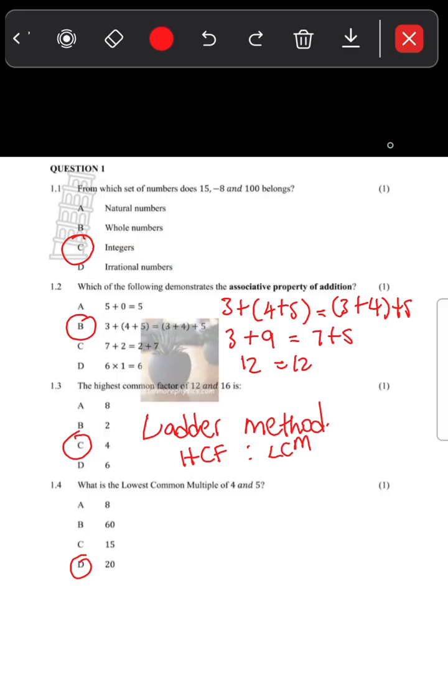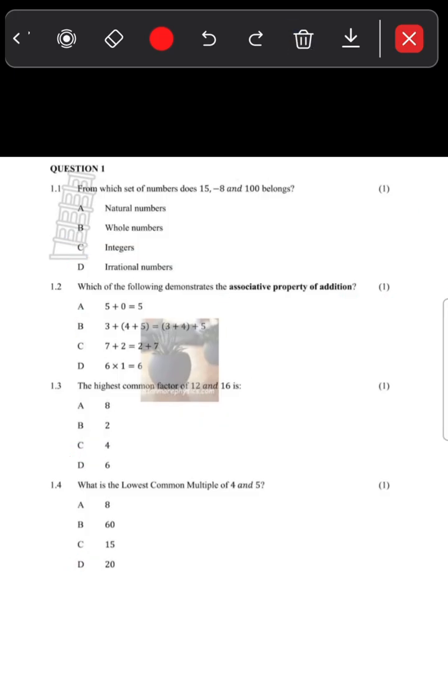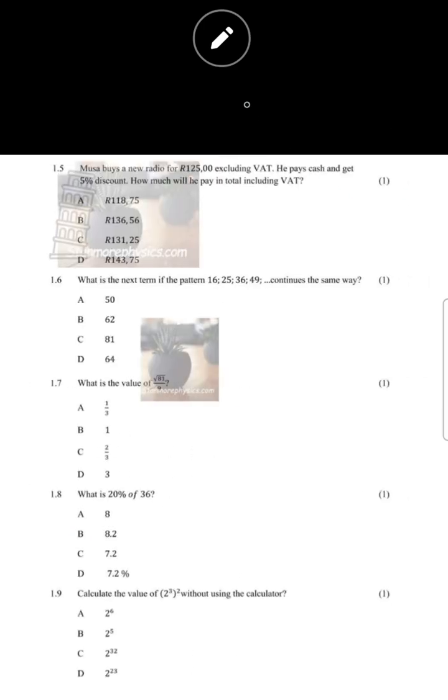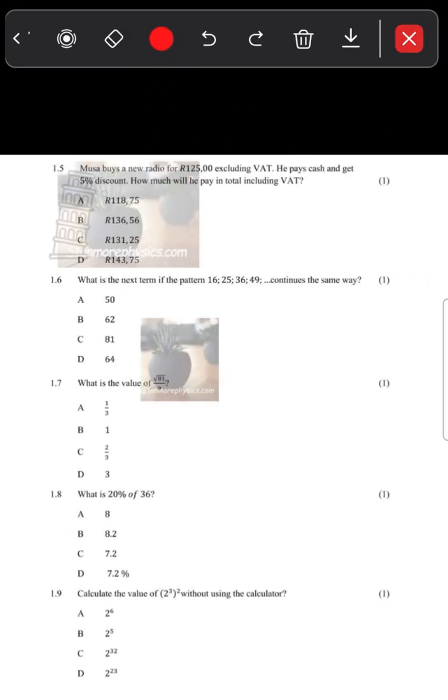Okay, now let's move on to the next slide. So here we are given 1.5. They say Musa buys a new radio for 125 rand, excluding VAT. He pays cash and gets a 5% discount. How much will he pay in total, including VAT? All right. Now he paid 125 rand without VAT, right? And then he gets a discount of 5%.